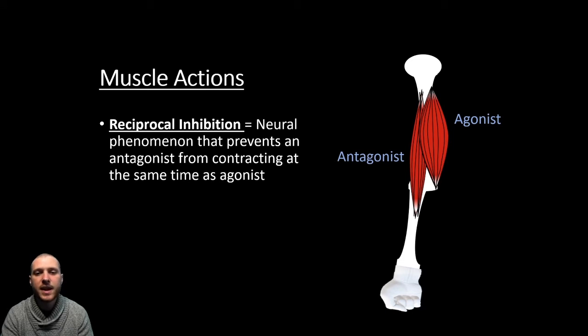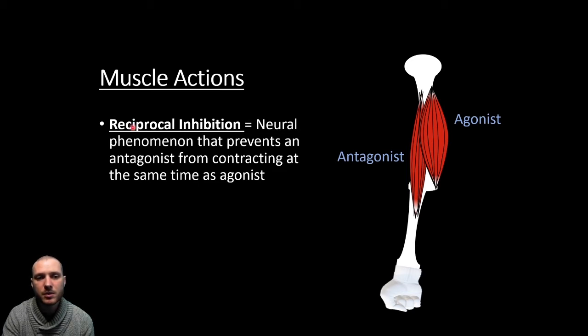To help with the antagonist relaxing, there's a neural phenomenon called reciprocal inhibition. And this is in reference to the antagonist being forced to relax. So the nervous system is going to basically prevent the antagonist from getting any signal from a motor neuron that could possibly stimulate it to contract. So we basically shut down the ability of the antagonist to contract for a little while the agonist is doing the contracting. So the nervous system is responsible for keeping this communication in balance and not messing up the smoothness of the movement.